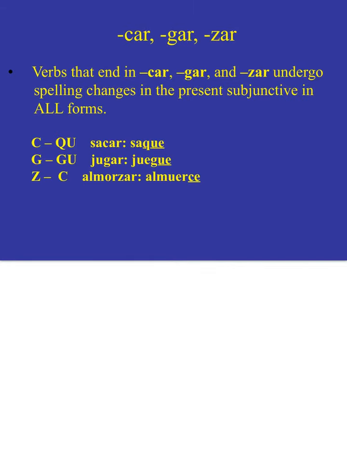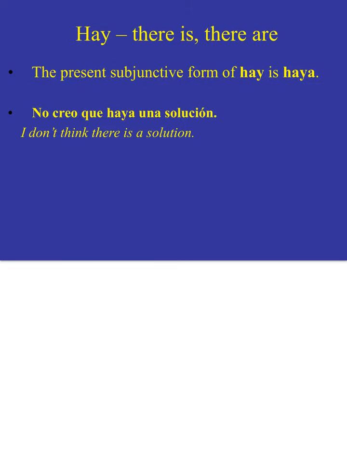The car-gar-zar rule still is in effect for all forms, so the C changes to QU, G changes to GU, and Z changes to C in all 6 forms. Hay, there is, there are, becomes haya, H-A-Y-A.